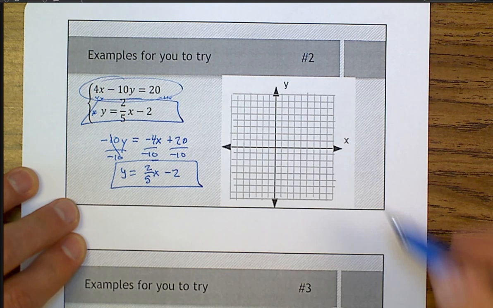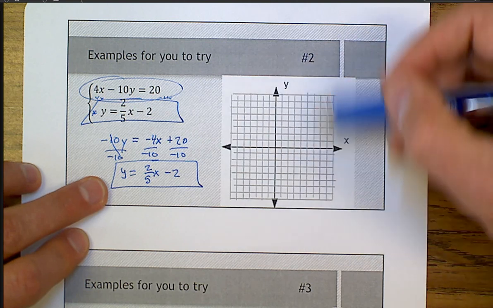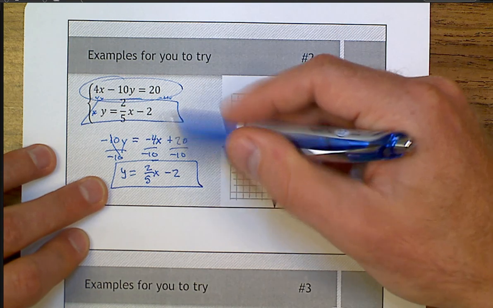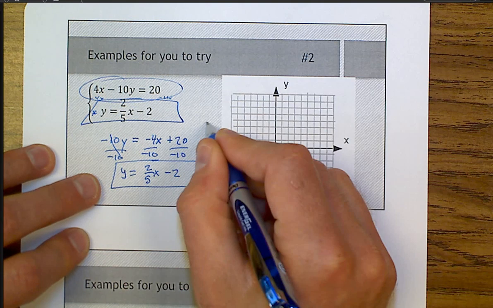Well, I just took this first equation and it turned exactly into this. So yes, we're solving by graphing, but what about the answers here? What is this going to be? This is the same exact line, so this is going to be an infinite amount of solutions, all right?